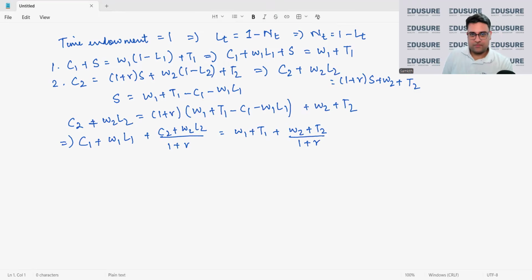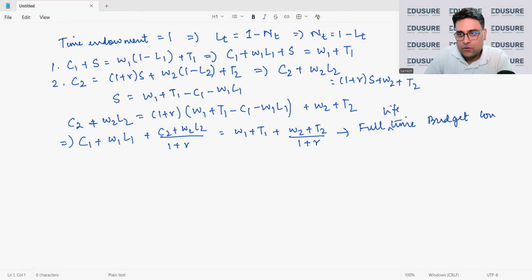Am I making sense? This is my consolidated lifetime budget constraint. So I'll call this the full lifetime budget constraint.